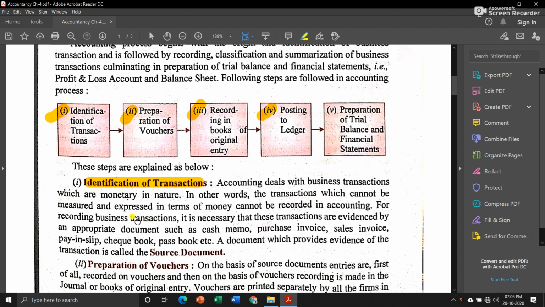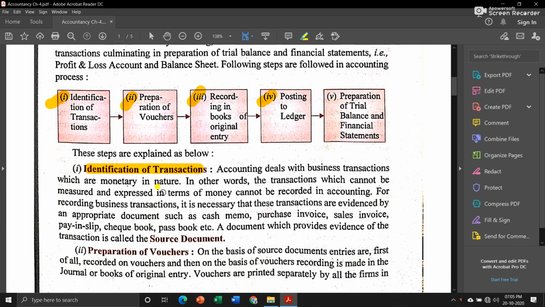For recording business transactions, it is necessary that these transactions are evidenced by an appropriate document such as cash memo, purchase invoice, sales invoice, pay-in slip, checkbook, passbook, etc. A document which provides evidence of the transaction is called the source document. Now only those transactions which can be expressed in monetary terms are recorded in our books. But there is one more important thing, that is, for every transaction there should be a document as a proof. Without this proof we cannot record the transaction.